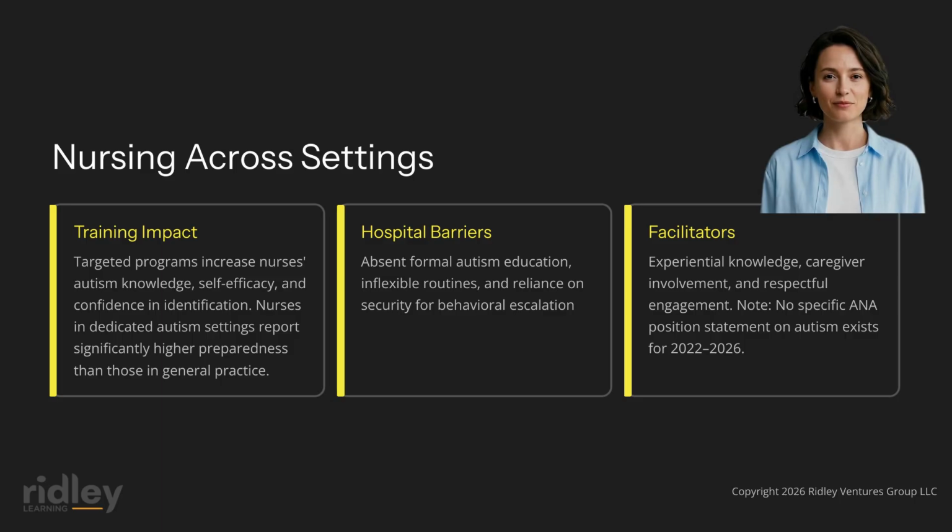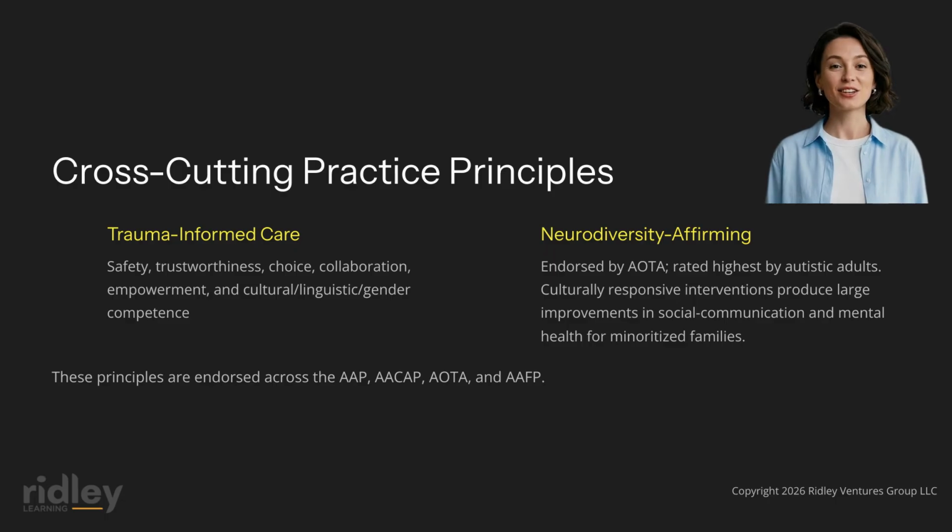engagement. The persistent absence of a specific American Nurses Association position statement on autism for the period 2022 through 2026 has been called out repeatedly in this literature as a field-level gap. To close this module, let's bring together the cross-cutting principles that unify the practice model.